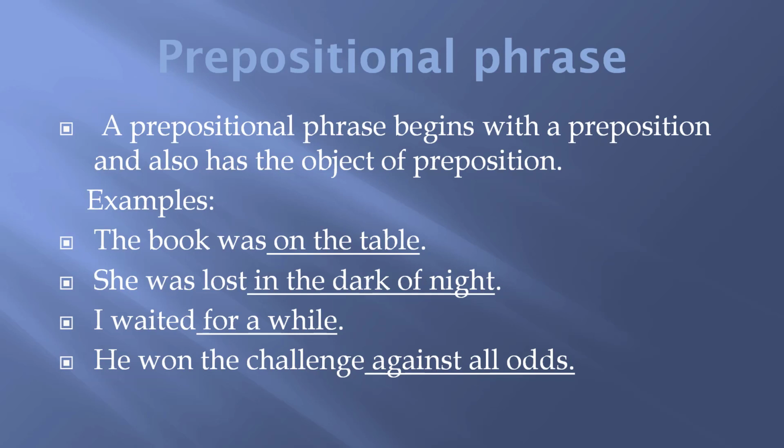She was lost in the dark of night. In the dark of night is a prepositional phrase. It starts with the preposition in and the dark of night is the object. I waited for a while. For a while is a prepositional phrase. For is the preposition and while is the object. He won the challenge against all odds. Here, against all odds is a prepositional phrase. Against is the preposition and all odds is the object.